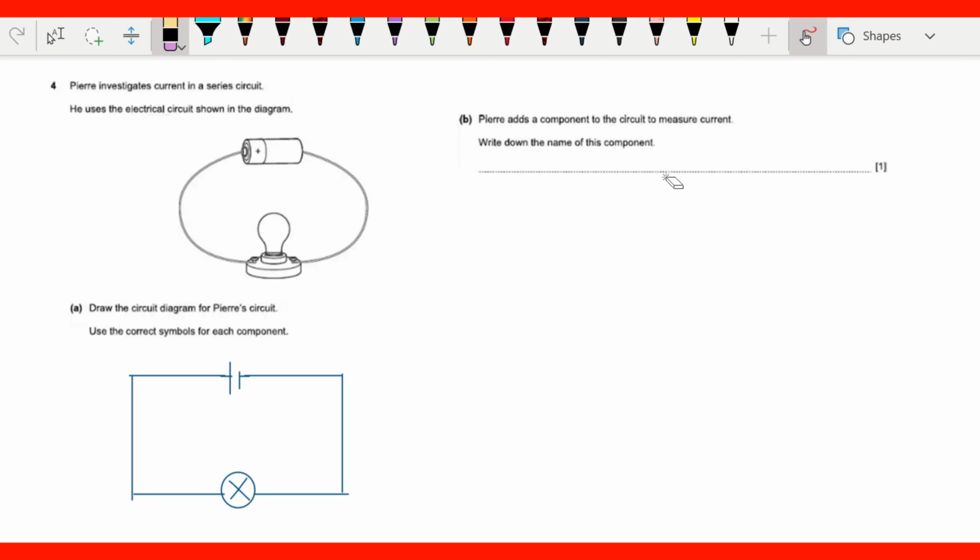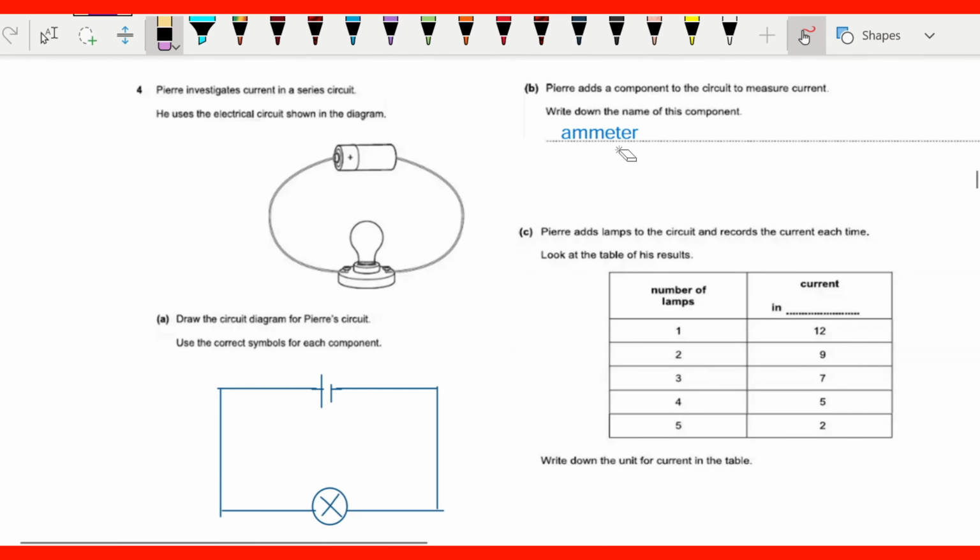Okay, let's check out the answer, guys. So the answer is ammeter. Now let's move on to C.